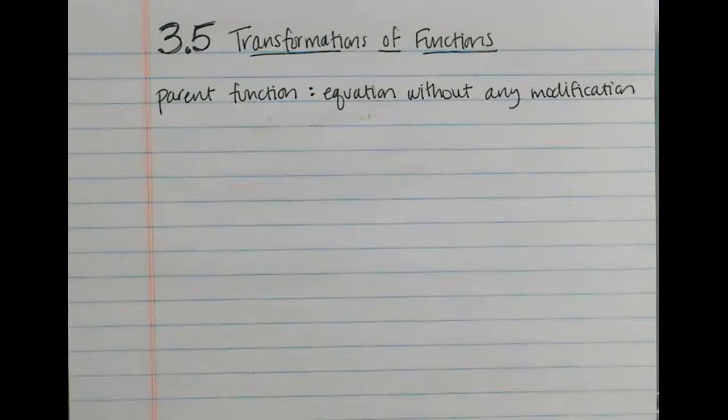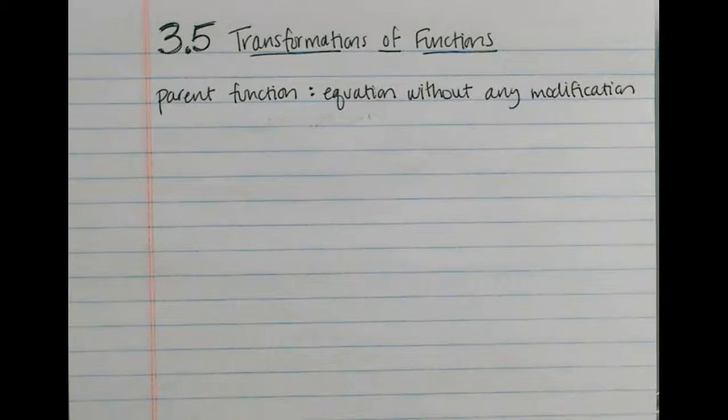All right, so we're still in review land. These are things that we did last year. We're going to develop them further and feel more confident because they're not brand new. We're just going to see them and recall them and do them again. So 3.5 is called transformations of functions.